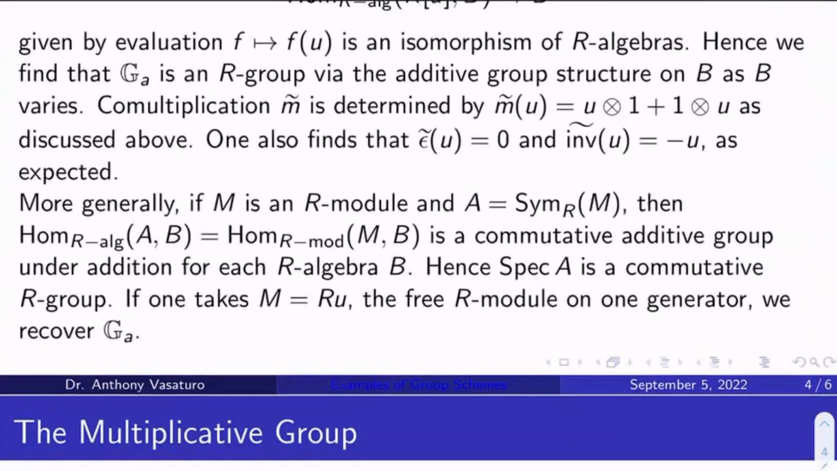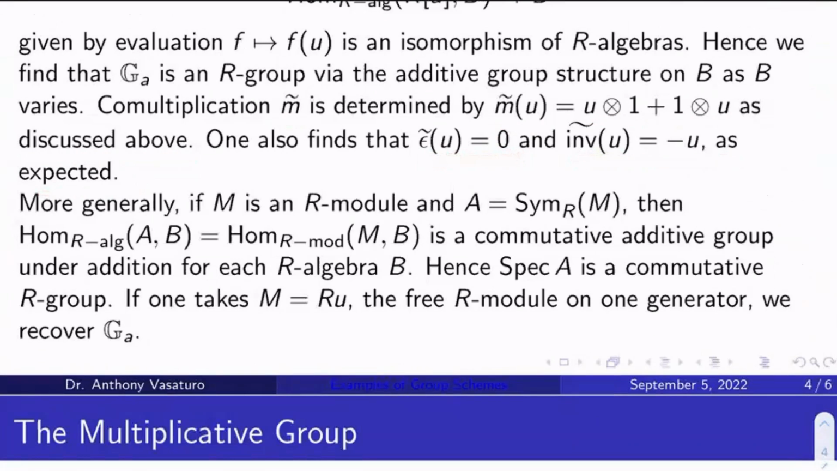If you want the co-multiplication M-tilde, it's just M-tilde of U is U ⊗ 1 + 1 ⊗ U, but that's exactly what we discussed above. And then you calculate that epsilon-tilde of U is 0 and inv-tilde of U is −U, which is exactly what you would expect since we're working with an additive group structure here. So I'll let you work these out yourself.